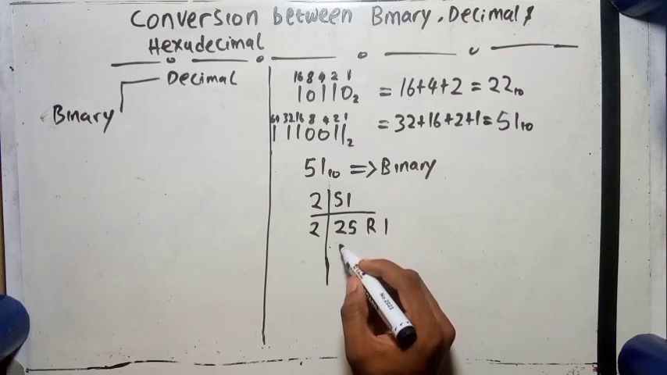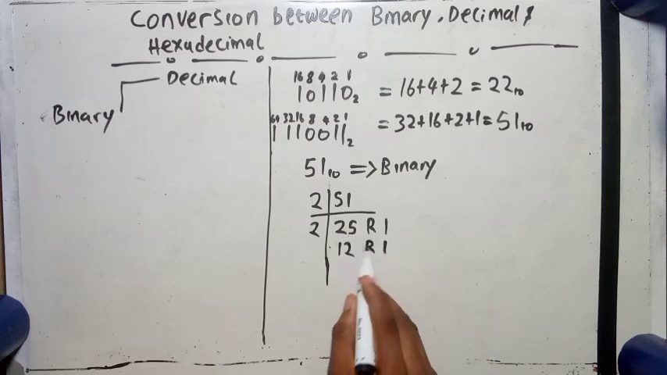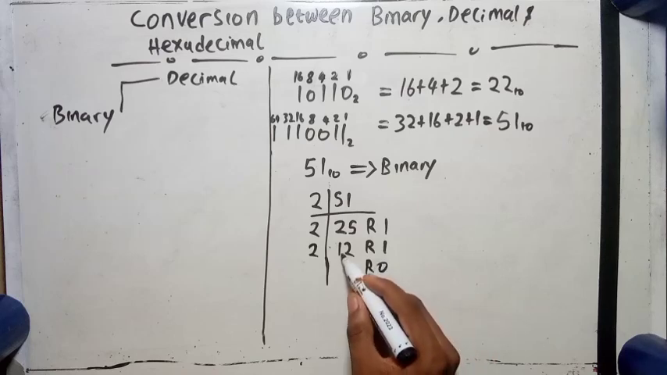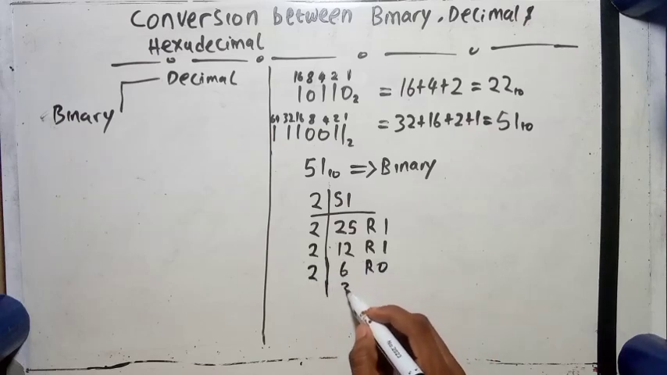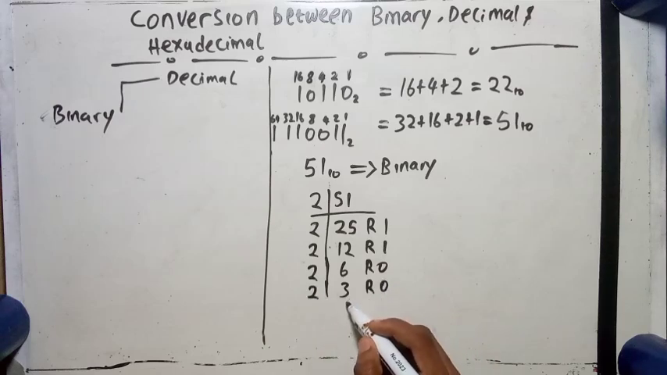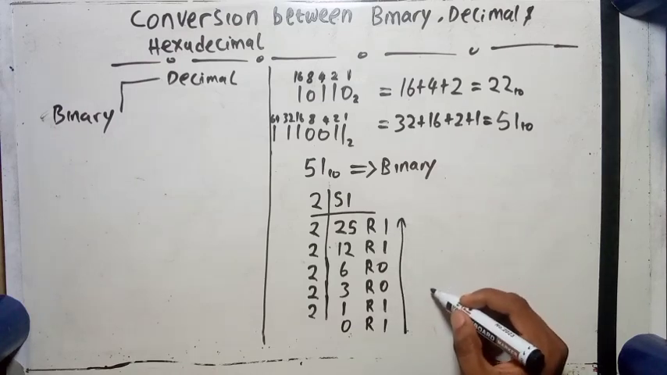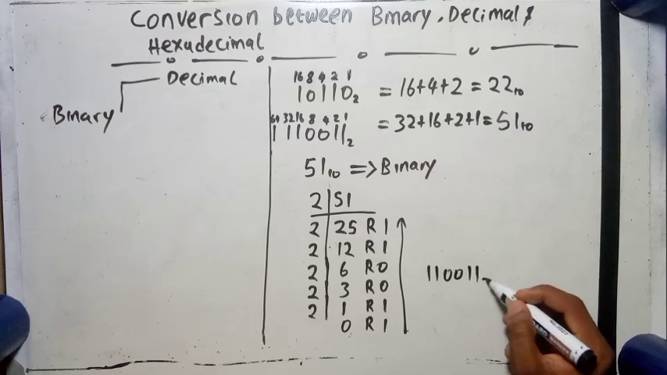24 divided by 2, you are having what? 12. Remainder what? 1. You have a remainder 1 because it's an odd number. So 12 divided by 2 is an even number, so we're going to have a remainder what? 0. 6 divided by 2 is 3, remainder 0. 3 divided by 2 is 1, remainder 1. And 1 divided by 2 is 0, remainder 1. Taking it from down to up, we're going to be having 1, 1, 0, 0, 1, 1. This is in base 2.